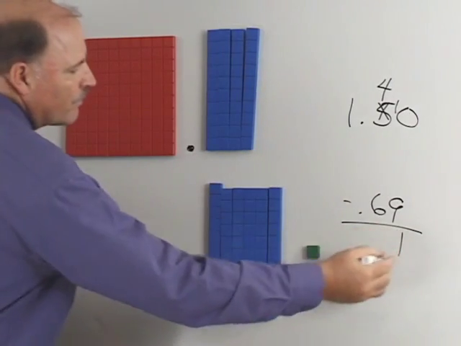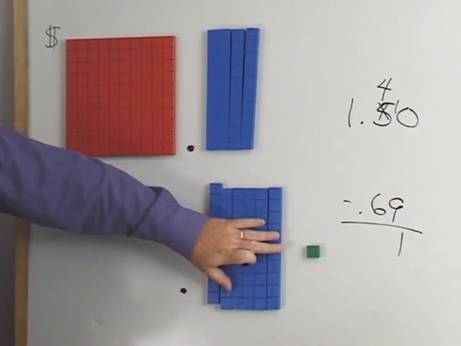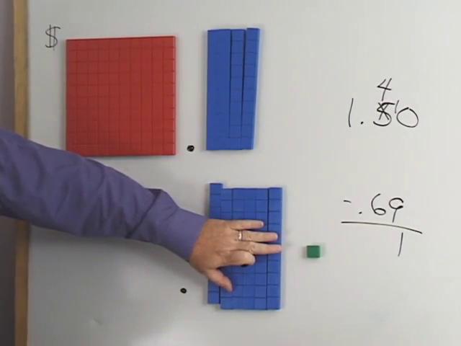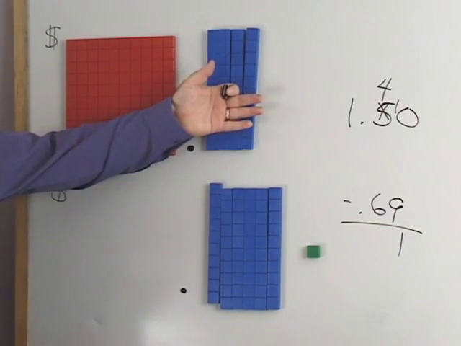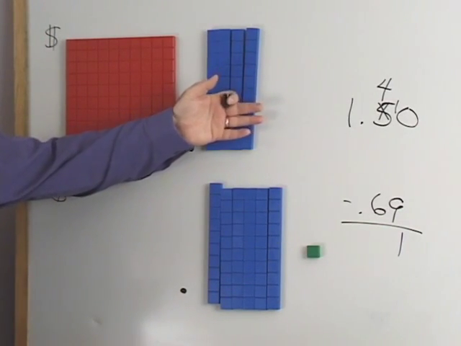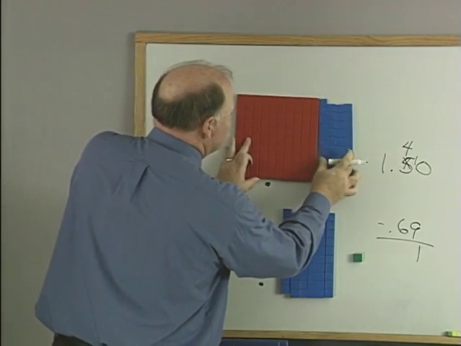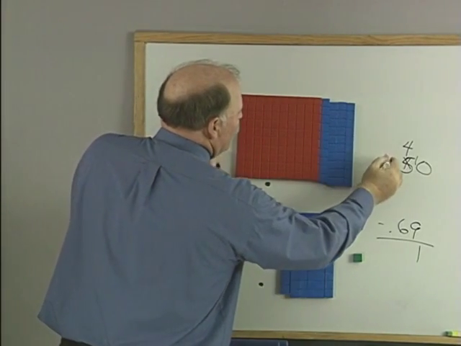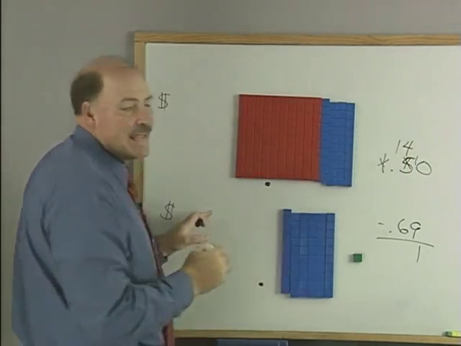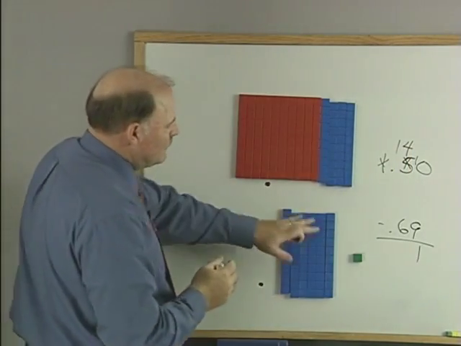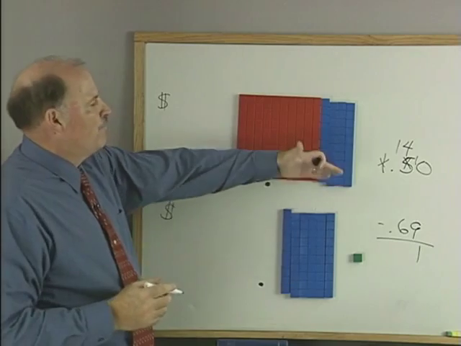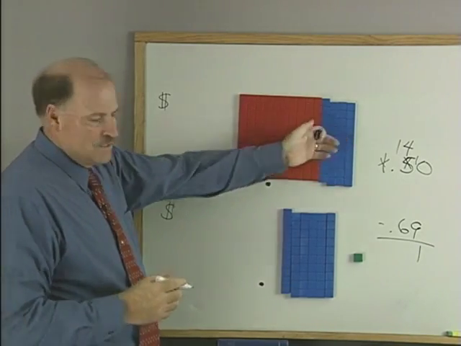Now, can we take 6 tens, 6 dimes from 4 dimes? What are we going to do? We're going to make this dollar come over, and he's going to help us out, and he's going to become no more a dollar, but now he's 10 dimes, okay? And can we take 6 dimes from 14 dimes?